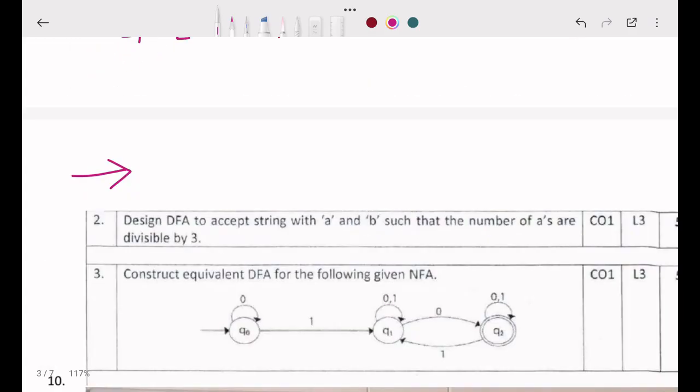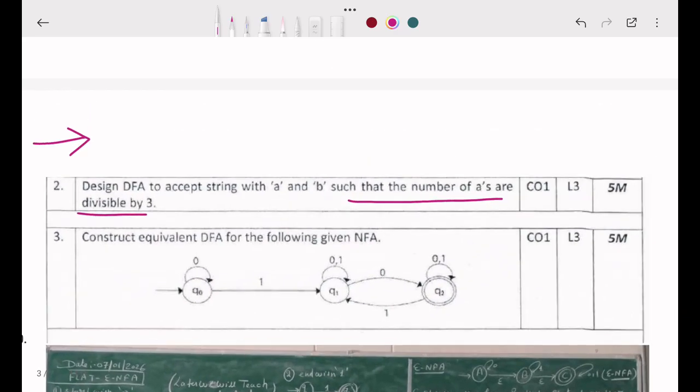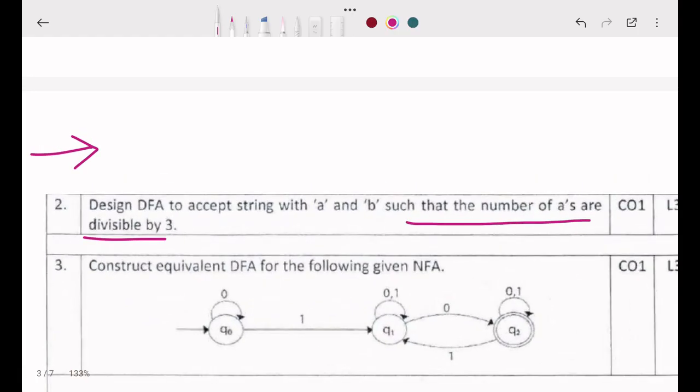Now the next question is: design the DFA such that the number of A's is divisible by 3. Okay, this question. Now see here, we already solved it, but at that time I did not define that 0 is also divisible by 3. Now I am writing that 0 is also divisible by 3. So this is very simple. At first I will start from here. Okay, so this is my first state.